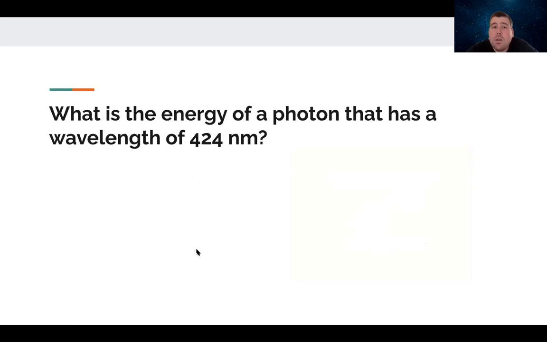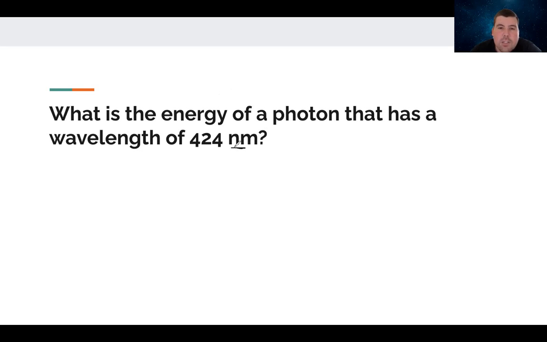So the last thing I want to do is practice using the wavelength, energy, and frequency and the equations that I went ahead and showed you today. The question is this: what is the energy of a photon, given that it has a wavelength of 424 nanometers?